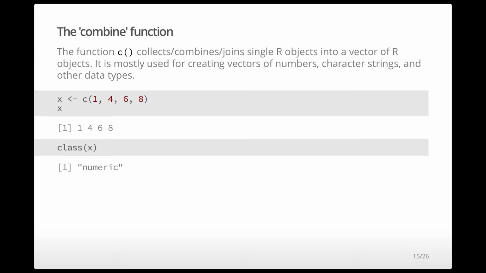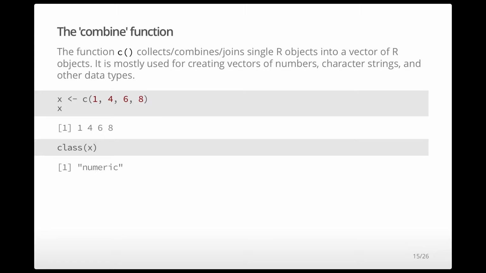So a lot of times, it's great to have one thing, but usually you want to have more of them collected together. The way you create a vector of multiple elements is the c function, the combine or concatenate or collect function. So that's how you create a vector in R. It's most usually used for creating vectors of numbers, character strings, and other data types.